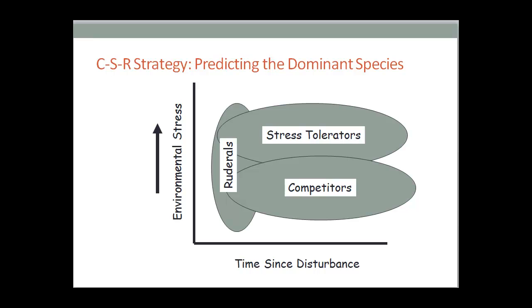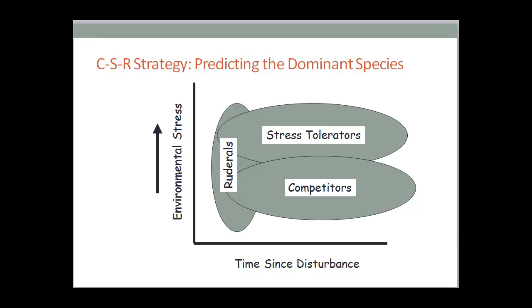We can also represent those three different characteristics on a two-dimensional graph. What we're trying to do is think about where these different strategies would be most pronounced, where they would be most evident. So if we look at the x-axis, the time since disturbance, and the y-axis, environmental stress, we can see that if we have a short time since disturbance, the area closest to the 0 line on the x-axis, the ruderal species or the disturbance-prone species would be most likely to dominate there.